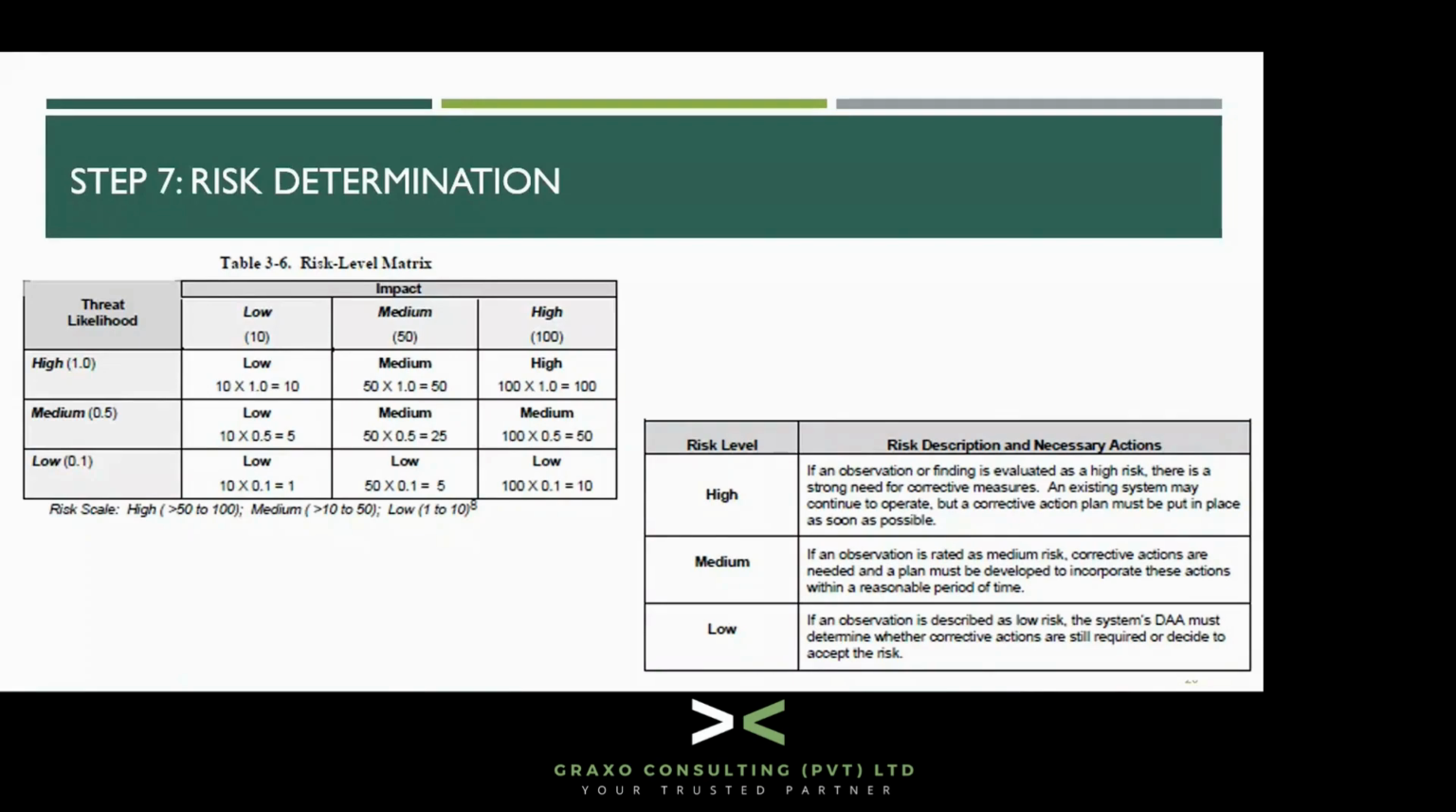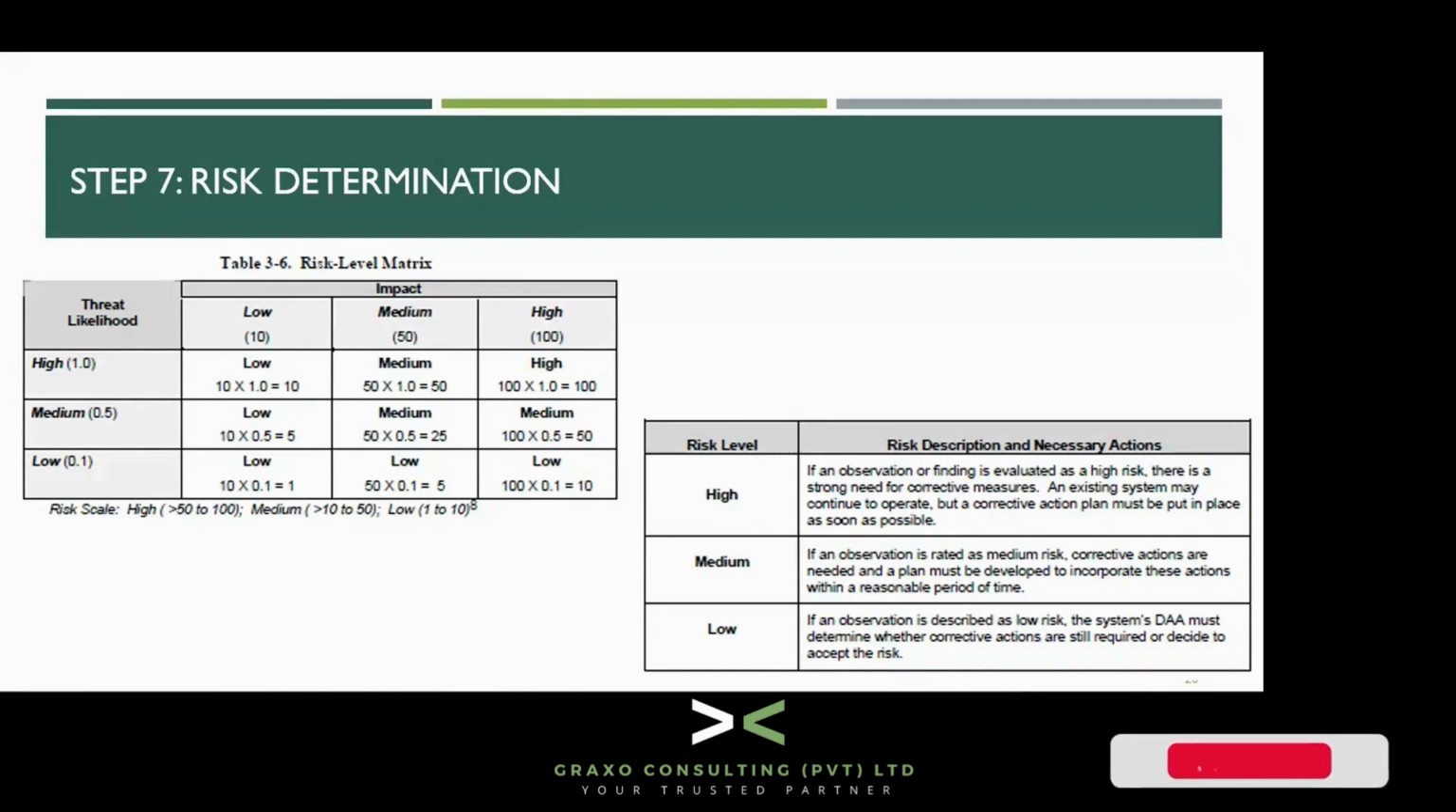So when we talk about the medium risk level, if an observation is rated as medium risk, corrective actions are needed and a plan must be developed to incorporate these actions within a reasonable period of time. So the time period of the medium risk level is more than the high risk level.